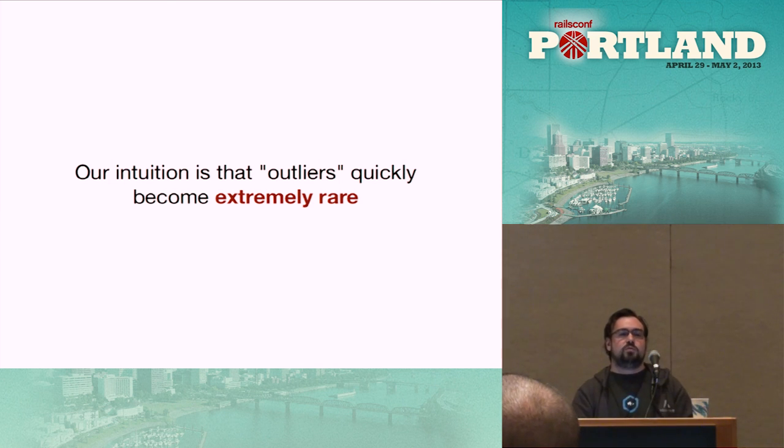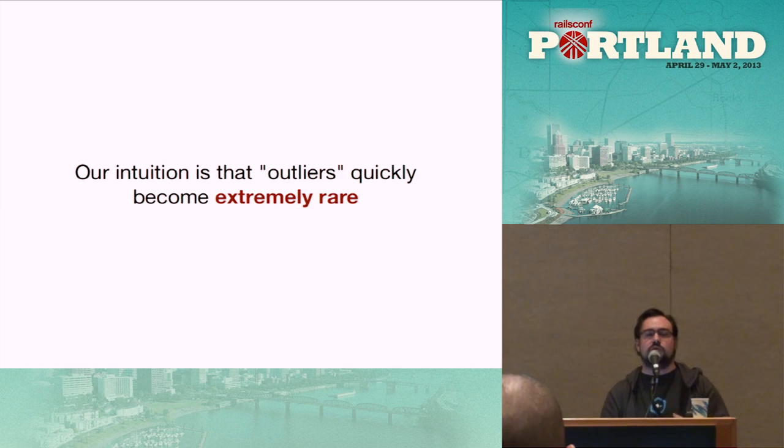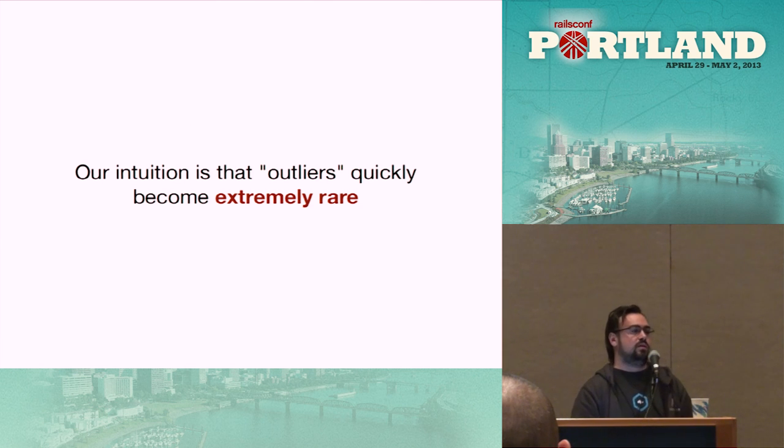So when you hear someone talk about an outlier, if I was to tell you that your mean response time is 100 milliseconds and you have a standard deviation of 50, your gut would tell you that 500 milliseconds based on that information is definitely an outlier. You should not care about it. It doesn't matter. But that doesn't actually turn out to be how the distribution works in reality.